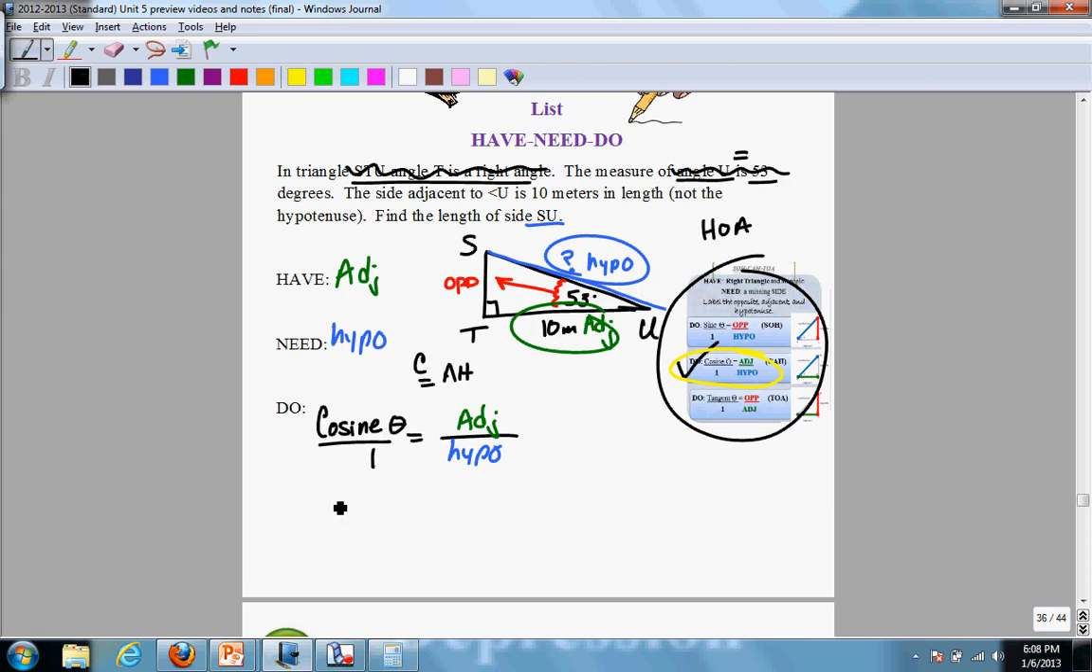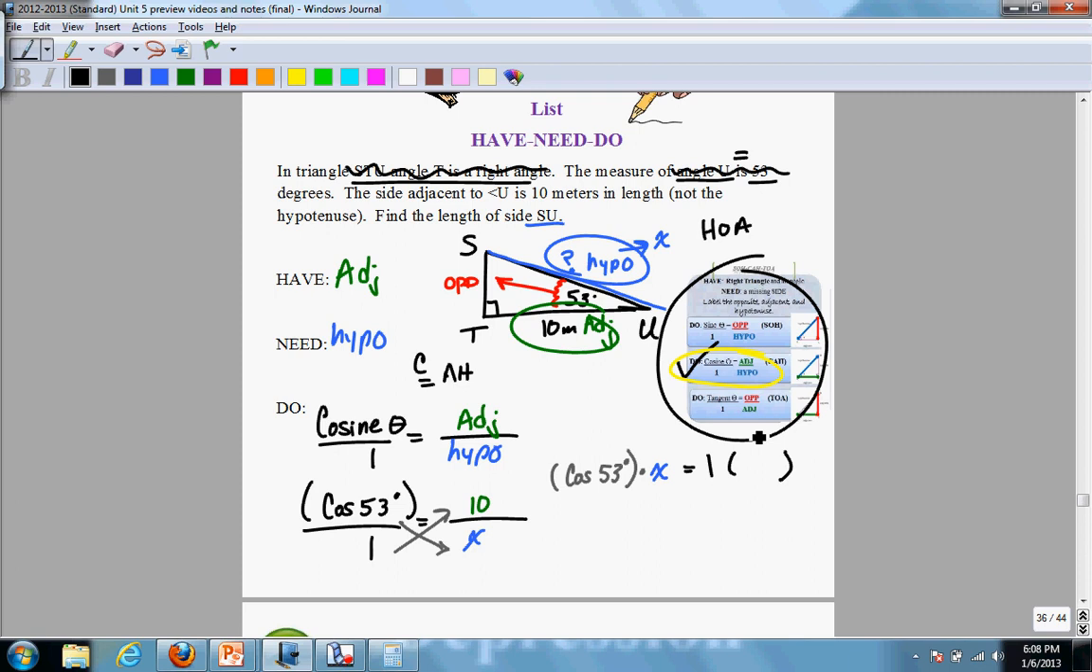Cosine of theta, so we're going to write cosine 53 degrees, put parentheses around that, over 1 equals adjacent, which is 10 meters, over our hypo. We don't know it, so we'll call it x. Write that down. Now we're going to cross multiply. So we have cosine 53 degrees times x equals 1 times 10.